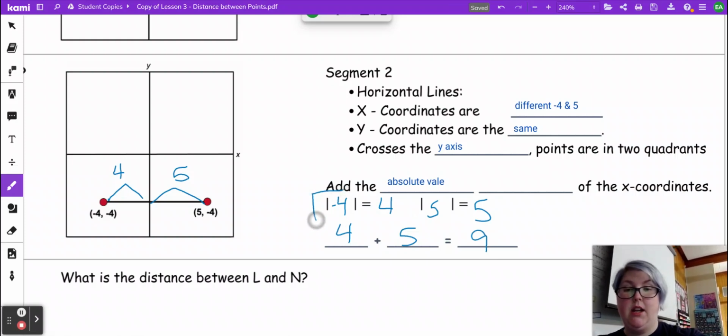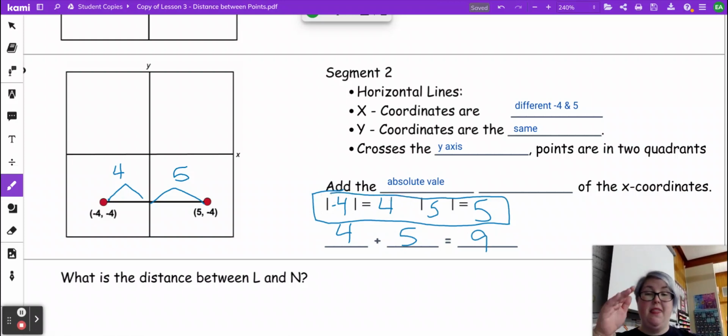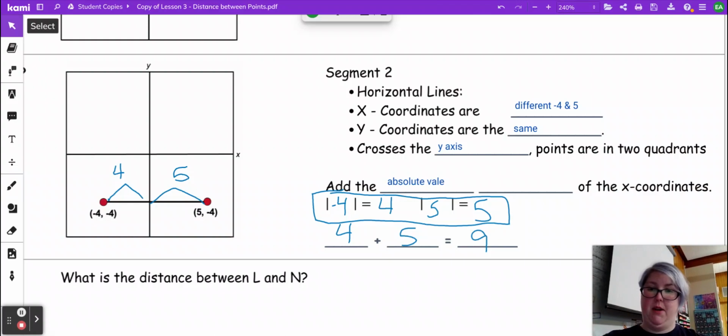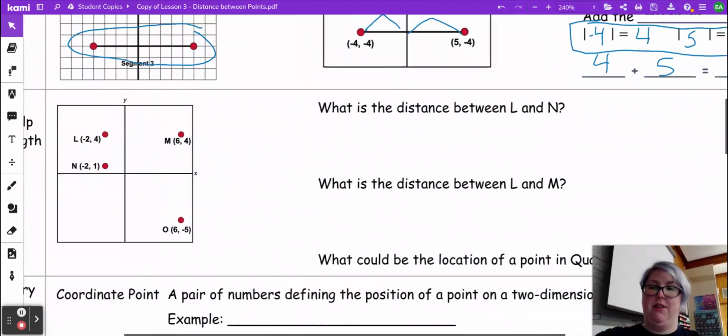So right here, I'm going to circle. This is how you show your work. You have to give me the absolute value. You can't just say 4, because where did that 4 come from? What does it mean? It comes from the absolute value of that distance. So please, folks, remember, add the absolute value into your test.